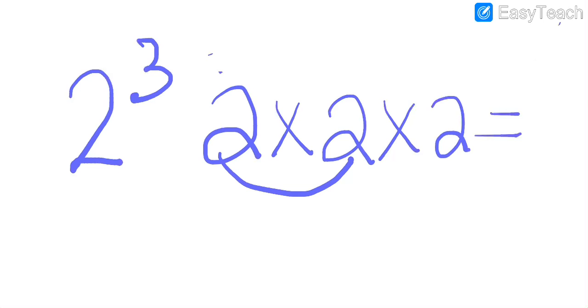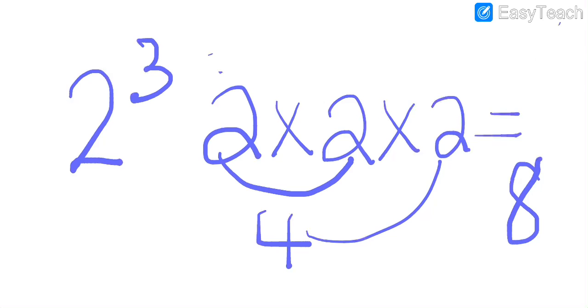So 2 times 2 gives us a product of what? 4. Good. Write that down. Now, if you take that product 4, you're going to multiply that times the other 2. So 4 times 2 gives us what? You said it. A product of 8. So 2 to the third power is 8. Very good.